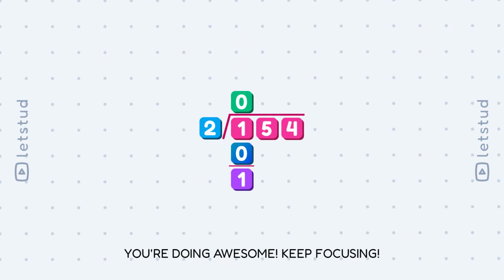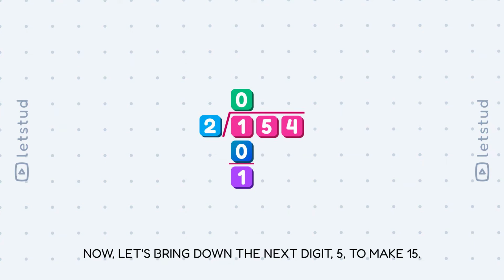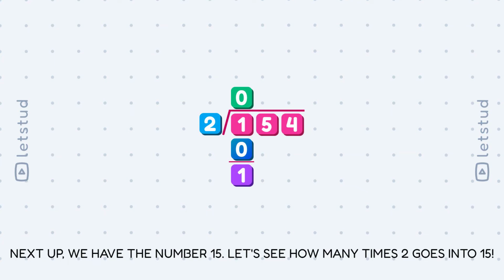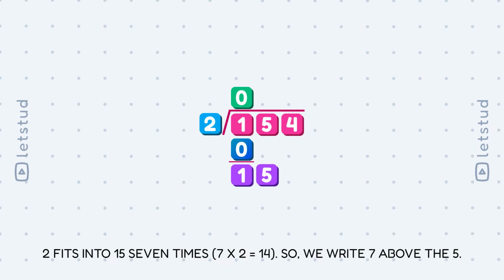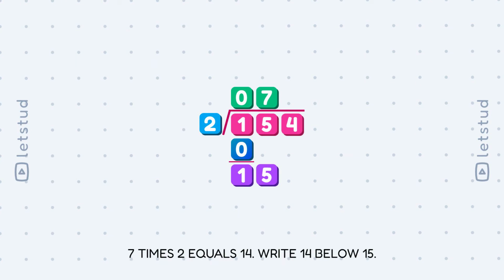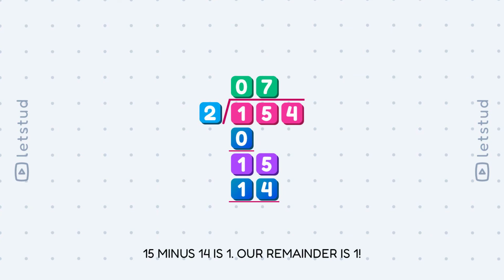You're doing awesome, keep focusing. Now let's bring down the next digit 5 to make 15. Next up we have the number 15. Let's see how many times 2 goes into 15. We're using the 1 from before and the new digit 5, that makes 15. 2 fits into 15 7 times, 7 times 2 equals 14, so we write 7 above the 5. 7 times 2 equals 14, write 14 below 15. 15 minus 14 is 1, our remainder is 1.